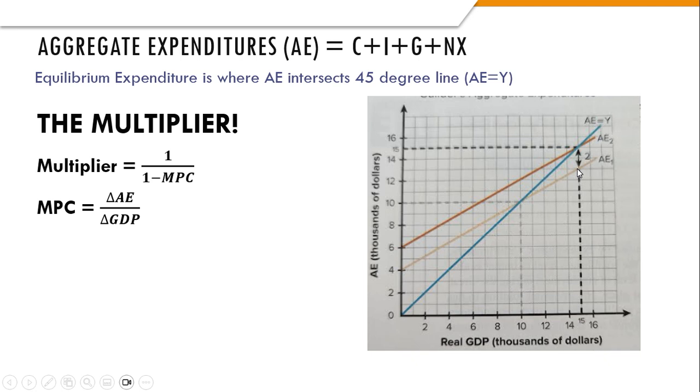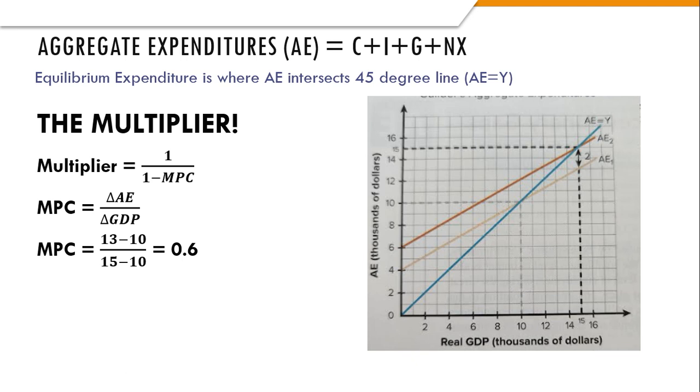Then we're going to go right up to this point right here. Here we have aggregate expenditure of 13, and here we have it at 10. So the change in aggregate expenditure is going to be 13 minus 10. Down here we can see that real GDP changed from 15 down to 10. So on the bottom we have 15 minus 10. So 13 minus 10 divided by 15 minus 10 equals 0.6.